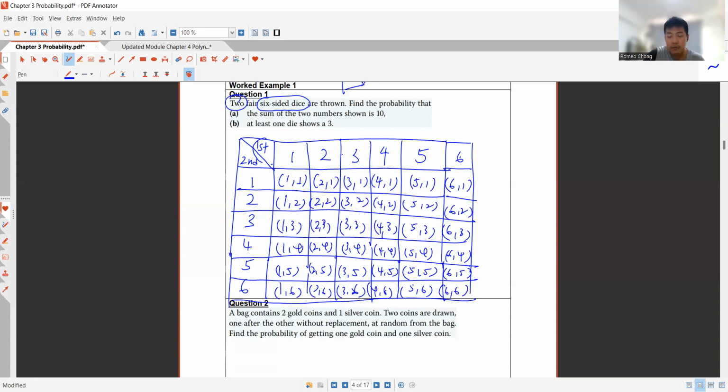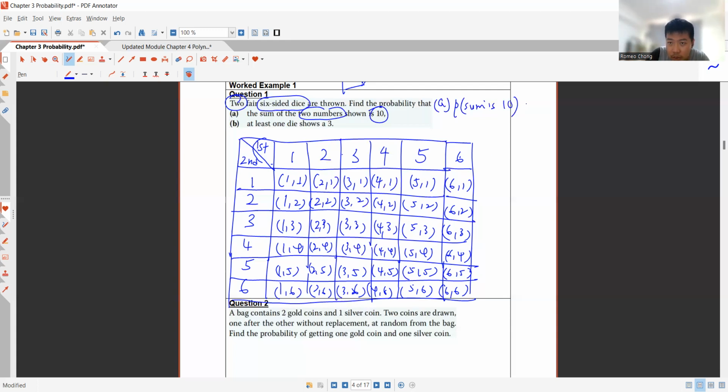Every time when you draw, you better go and check back whether all the possible outcomes you have written are correct or not. Now, they want the probability whereby the sum of the two numbers is 10. Then you have to check one by one, meaning that when you add the two numbers from the two dice, you must get 10. So for part A, let's say you want to write the probability that the sum is 10. You have to write P for probability, and then in brackets, what is the event or what kind of result you want. So the sum is 10.